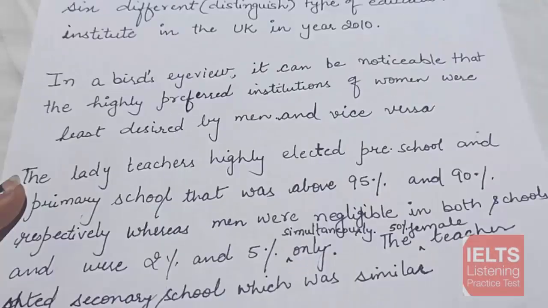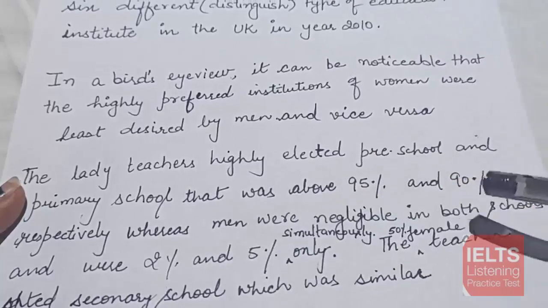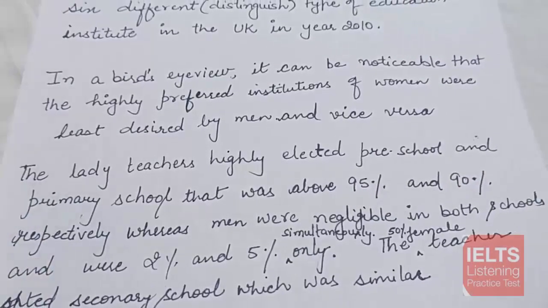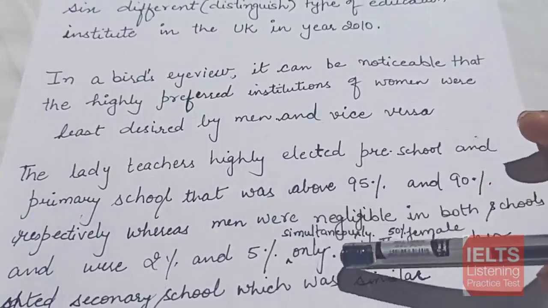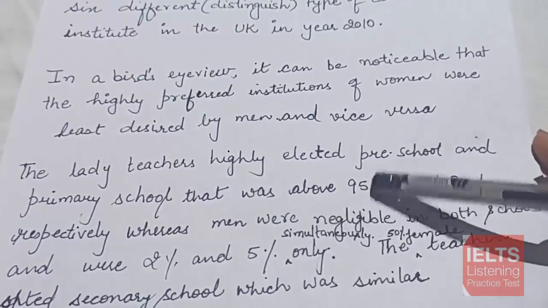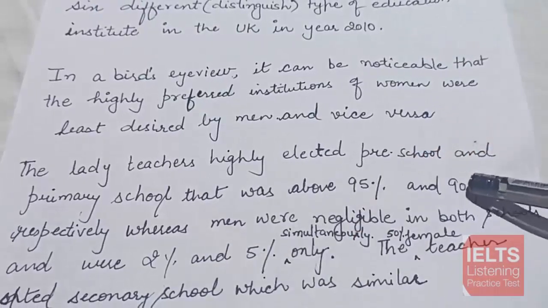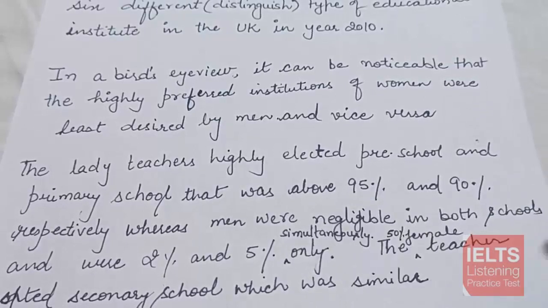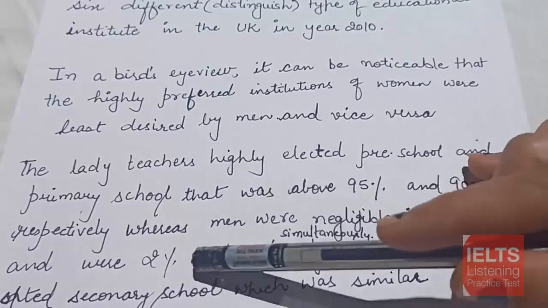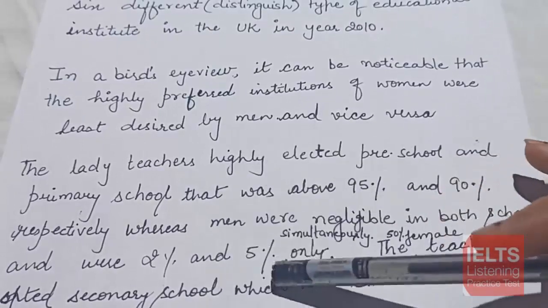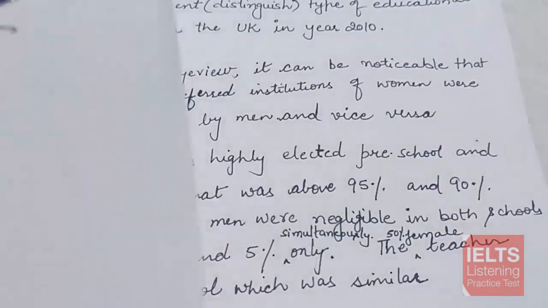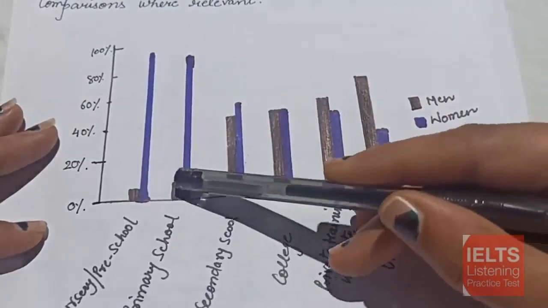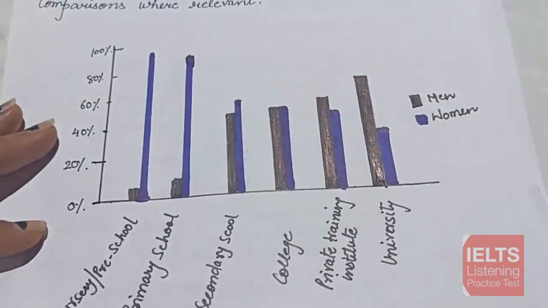Okay, whereas men were negligible in both schools, right? In both schools they were actually negligible and were 2% and 5% only. So in front of 95%, 2%, and in front of 90%, 5% is almost negligible. That means 2% is for preschool and 5% is for primary school. So men were just 2% for preschool, and for primary it was only 5%.